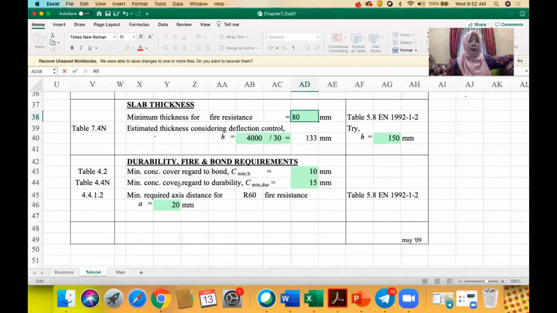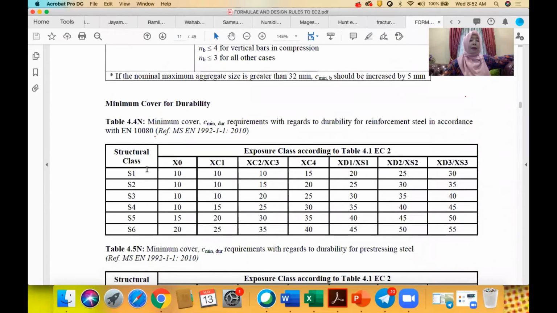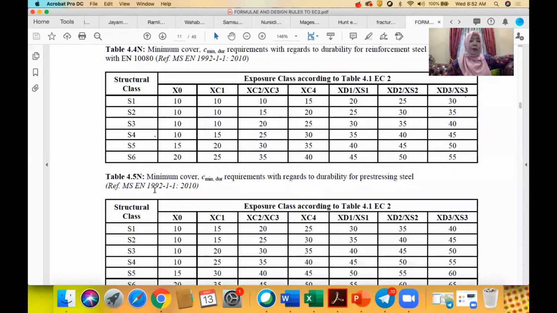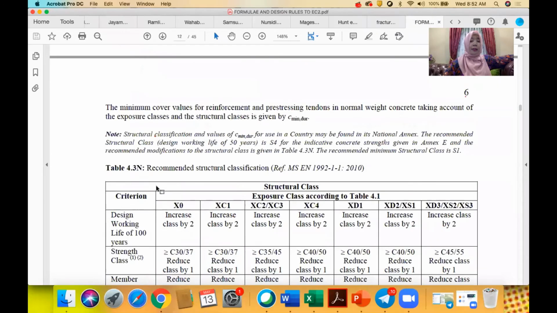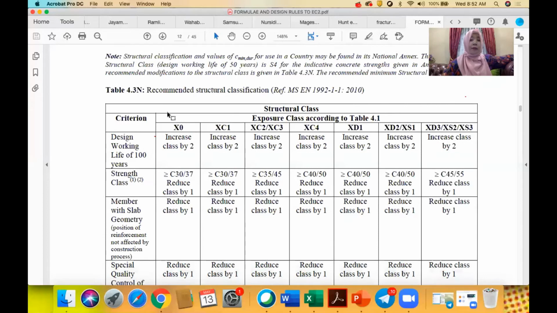Okay, minimum cover due to durability, 15 millimeter. So how to get this? We need to see table 4.4, minimum cover for durability. Before that, for our structural class S4, we need to go to table 4.3 and refer to it.